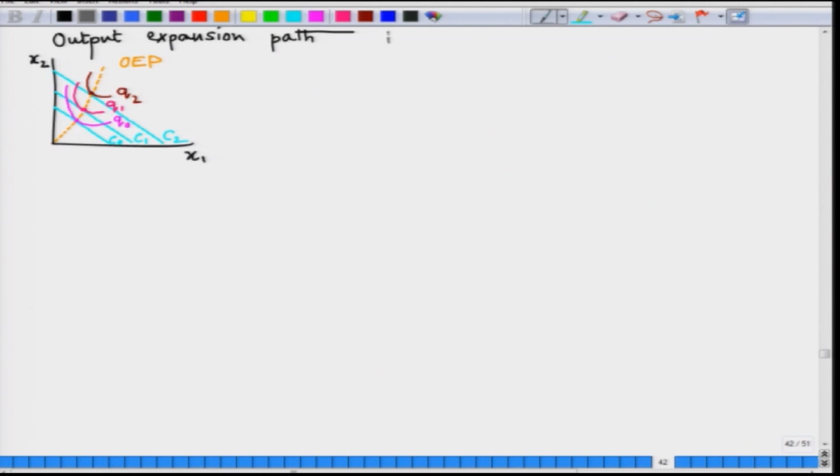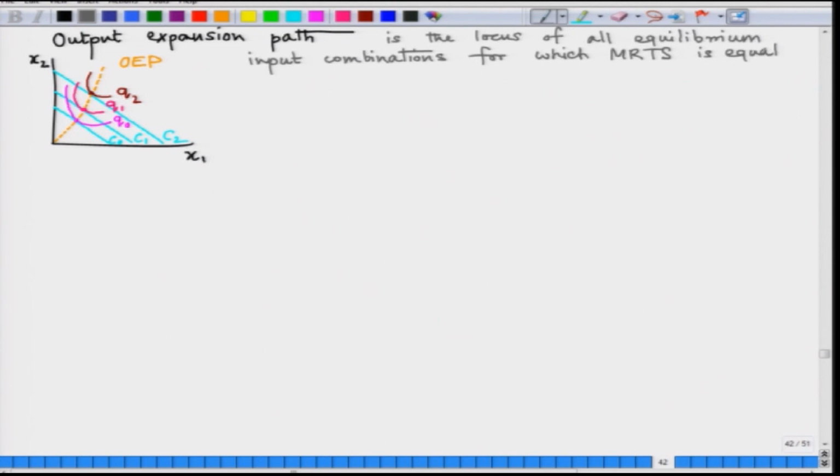Output expansion path is the locus of all equilibrium input combinations for which the marginal rate of technical substitution, which is the absolute value of the slope of the isoquant, is equal to input price ratio.